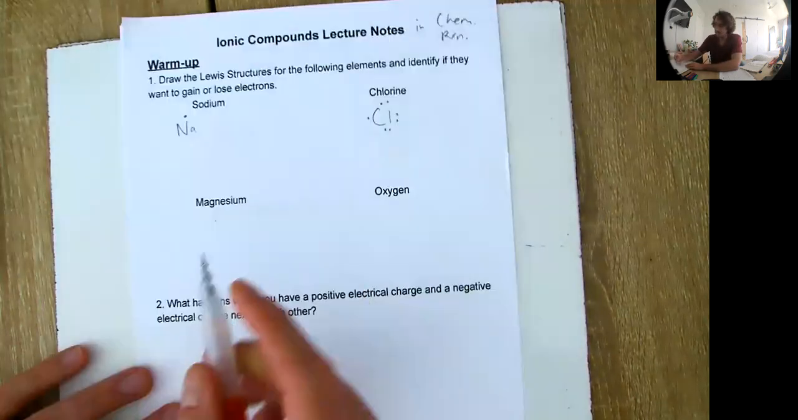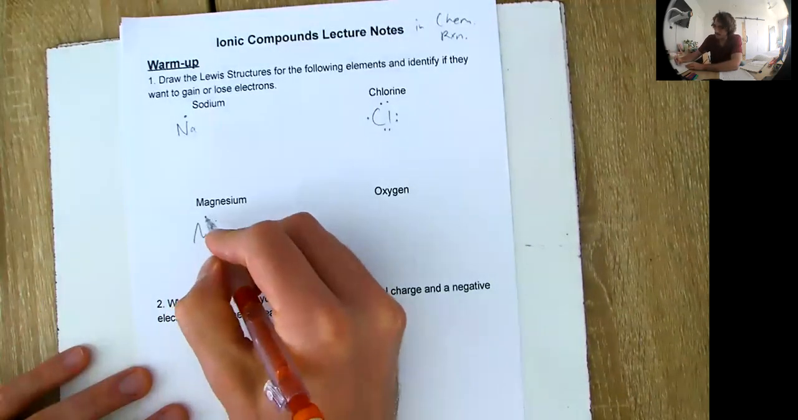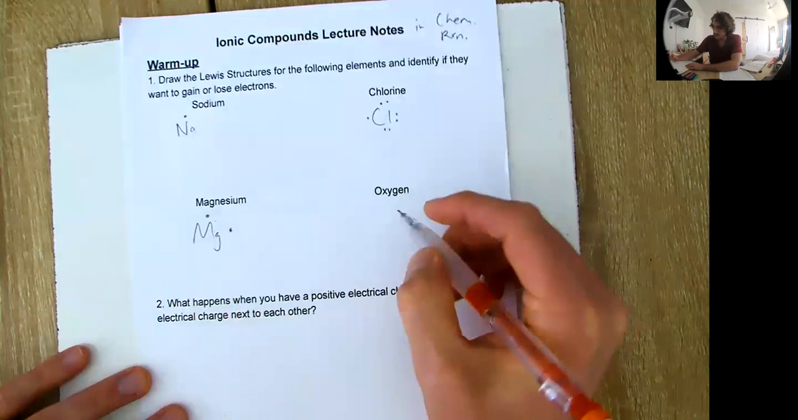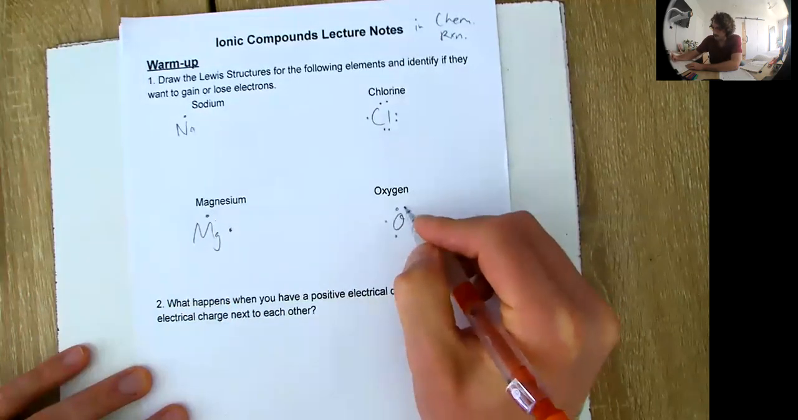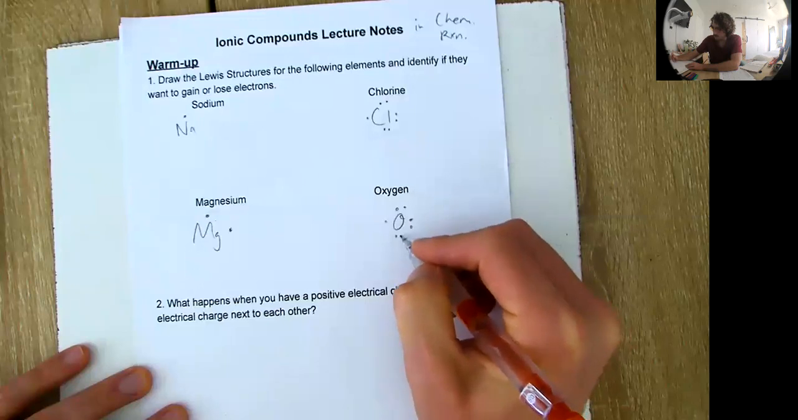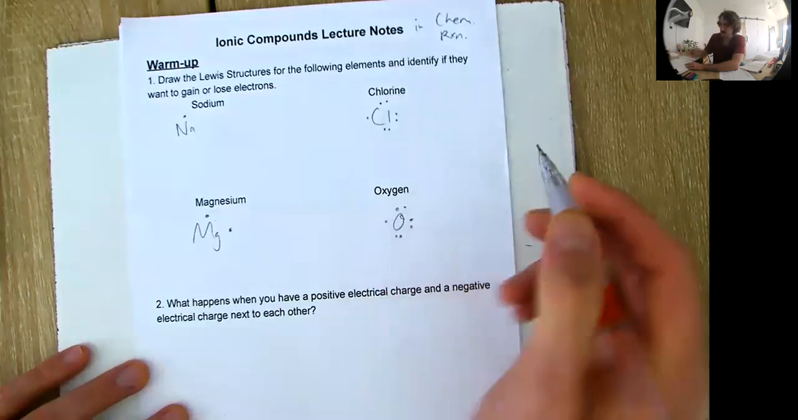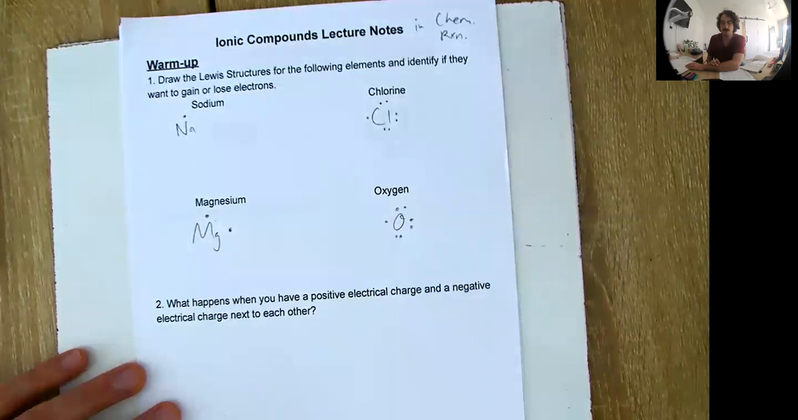Okay, magnesium right here. It's two dots for magnesium. Oxygen right here. Six dots for oxygen. Those dots correspond to the valence electrons of these atoms. Those are the electrons in the outermost shell.